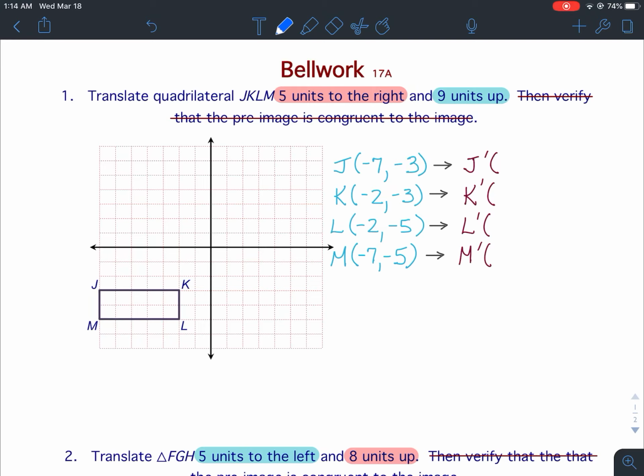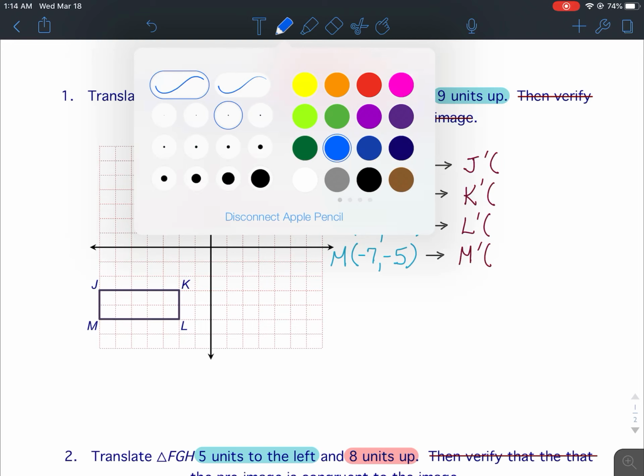Each problem is worth multiple points, so make sure you put all of the work down. It shouldn't take you long, and it shouldn't be difficult, just make sure you put all the work down. So for number 1, translate quadrilateral JKLM 5 units to the right and 9 units up. You should underline the 5 units to the right and the 9 units up like I highlighted them. I also already wrote down the original points to save time so the video is not too long. So you can pause the video to get your points down correctly.